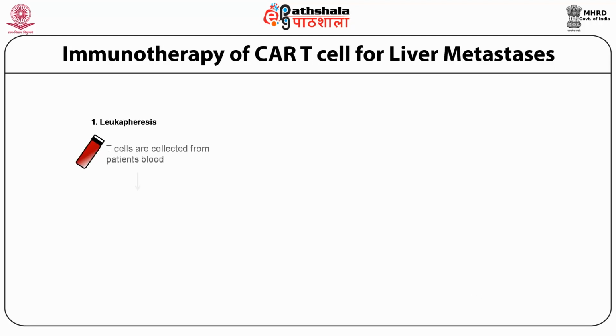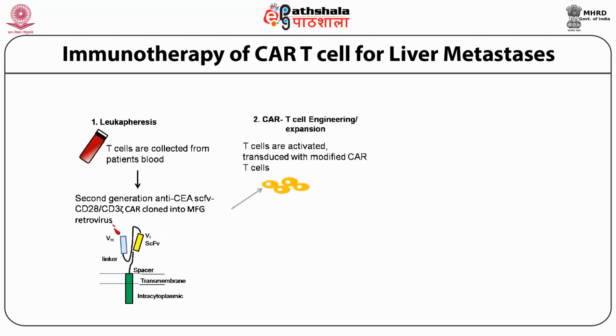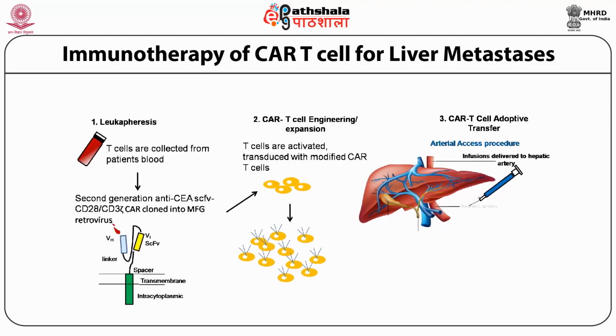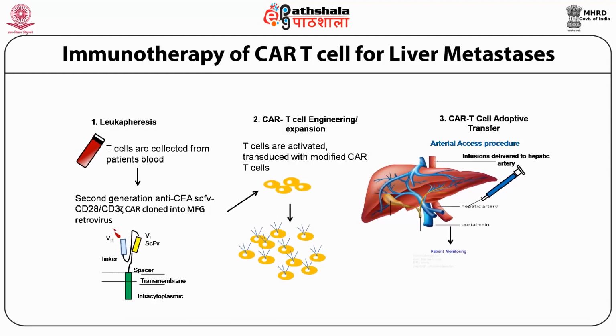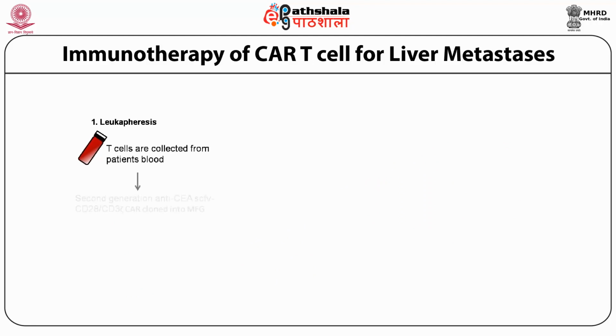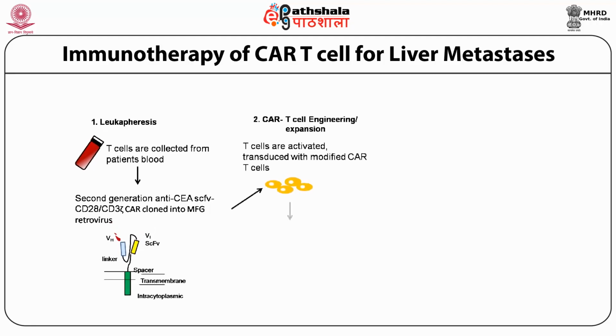As explained in the previous slide, CAR T cells for the liver diseases. We can isolate the T cells from the patient blood through leukapheresis. Then the CAR can be generated as a second generation anti-CEA scFv with CD28, which is the co-stimulatory molecule, and CD3, which is the receptor of the T cells. Both are cloned together into the retrovirus.